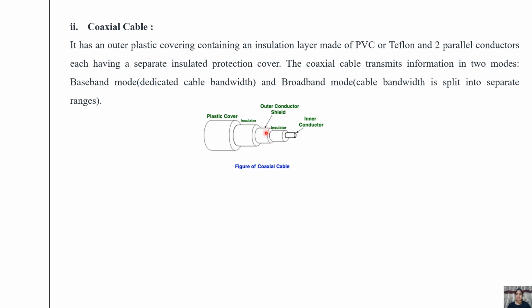The coaxial cable transmits information in two modes: baseband mode, with dedicated cable bandwidth, and broadband mode, where cable bandwidth is split into separate ranges.